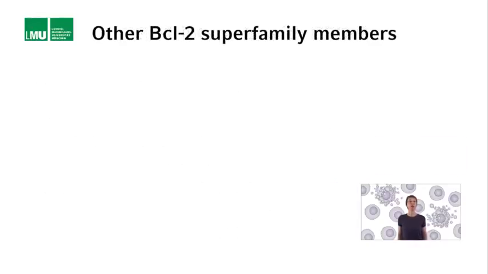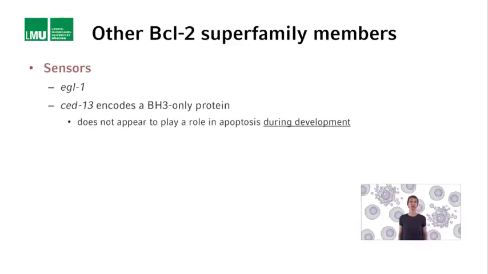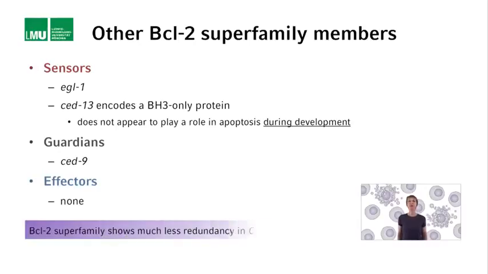Apart from SET9 and AGO1, are there additional members of the BCL2 superfamily encoded in the C. elegans genome? There's one more BH3-only protein called SET13, but it does not appear to play a role in apoptosis during development. However, it turns out that there are no additional guardians, and there also does not appear to be an effector. So in C. elegans, the BCL2 superfamily shows much less redundancy. And this is one of the reasons why it was possible to identify members of the superfamily in C. elegans using forward genetic screens.